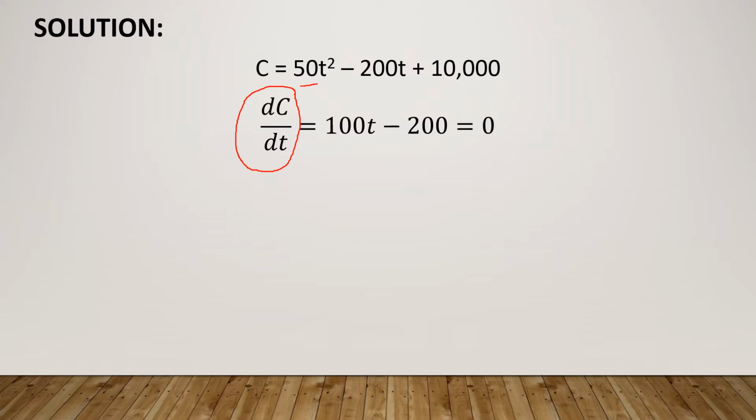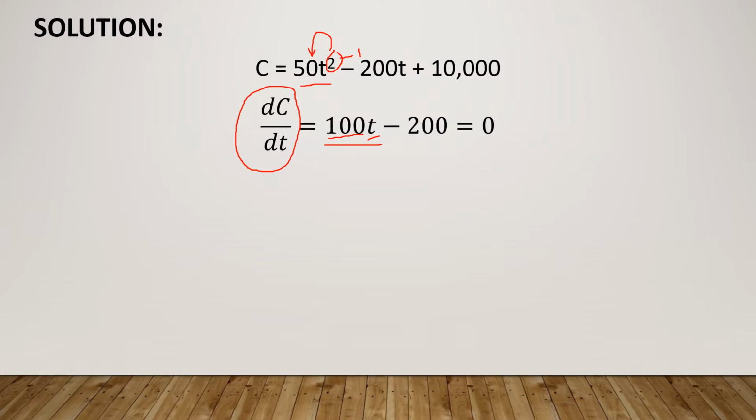Now, what will be the derivative of your 50t squared? We just simply multiply this exponent 2 to your numerical coefficient here under your first term, which is 50. So 50 multiplied by 2, that will be 100. And we subtract 1 to your exponent, that will be equal to t now. So therefore, the derivative of your 50t squared is 100t.